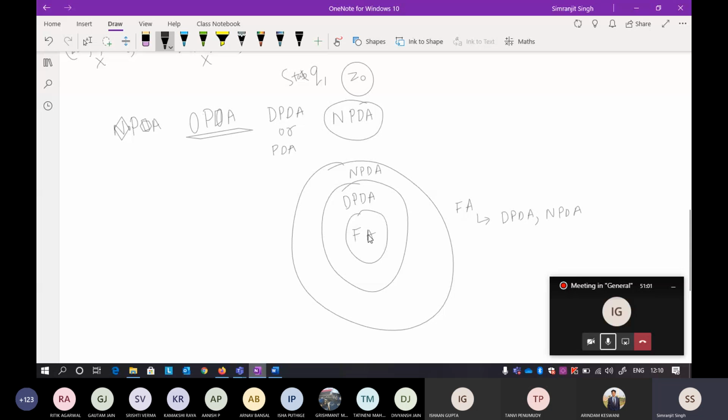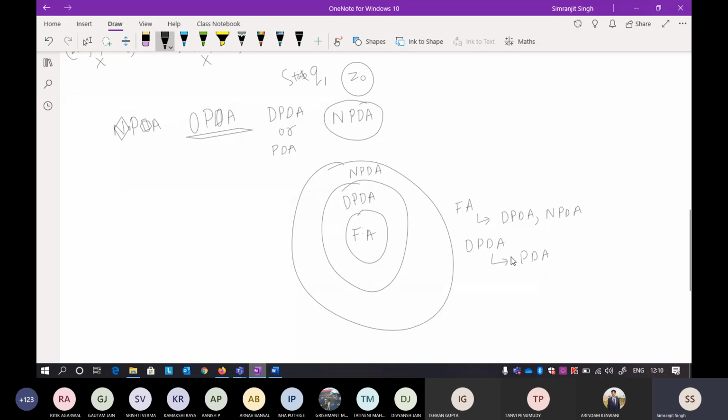If the language is regular, it will be accepted by a finite automata, DPDA, or NPDA. If a language is accepted by a DPDA, it will always be accepted by an NPDA. If a language is accepted by an NPDA, it will only be accepted by an NPDA. Because DPDA is a subset of NPDA, any language accepted by a DPDA can be done in a non-deterministic pushdown automata. But if a language is accepted by an NPDA, it need not be accepted by a DPDA.